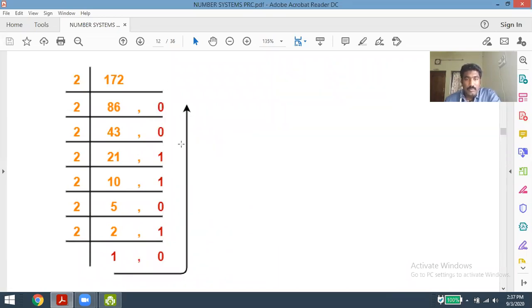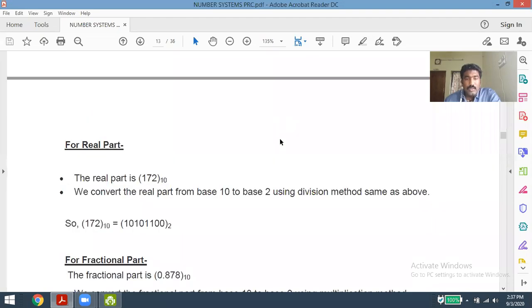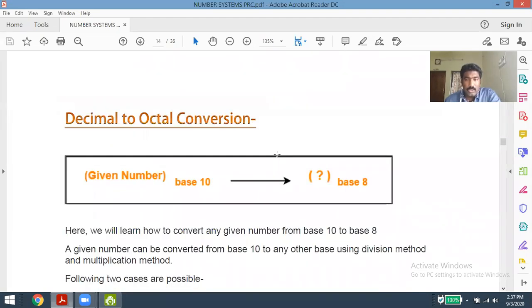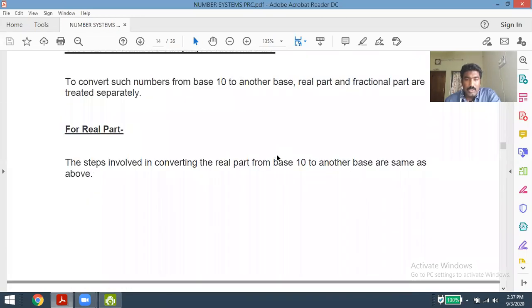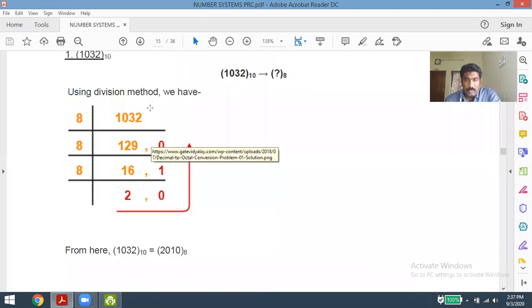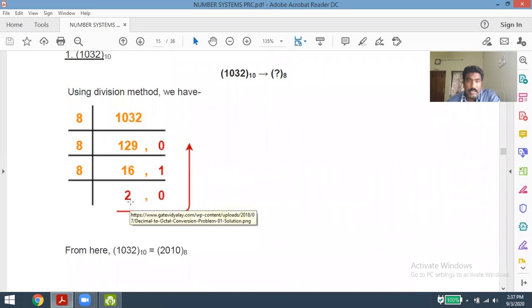Okay, now I'm continuing this problem, that is, decimal to octal. So decimal to octal, I have already said the same process. I'm dividing 1032 by 8. I'm getting the remainder 0102. By looking at this, we can also say whether our problem is going right or not.